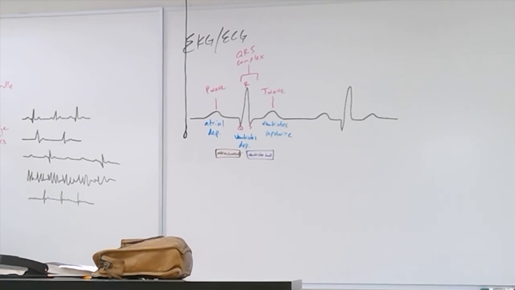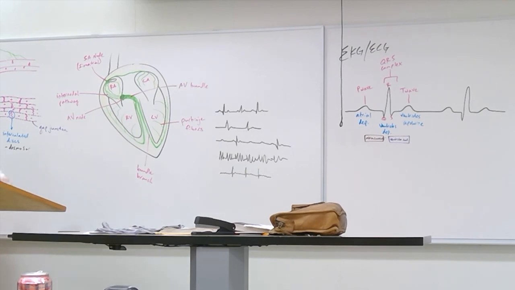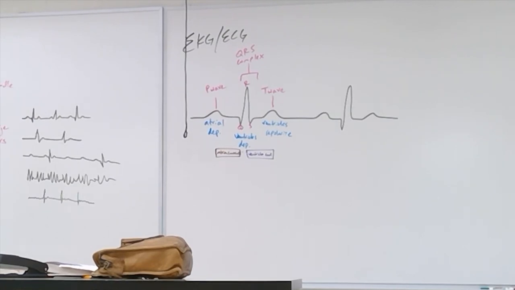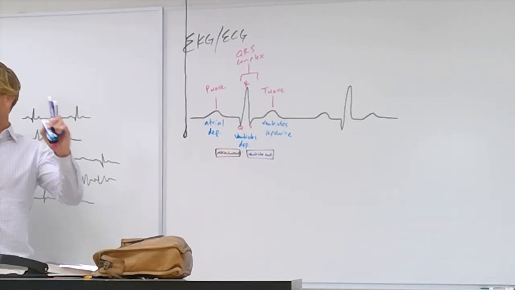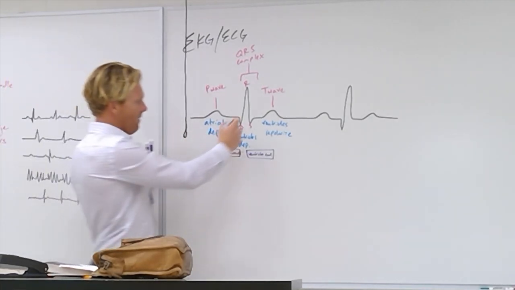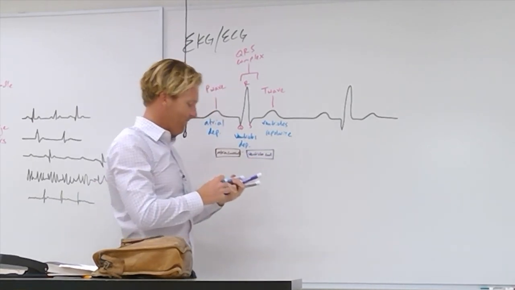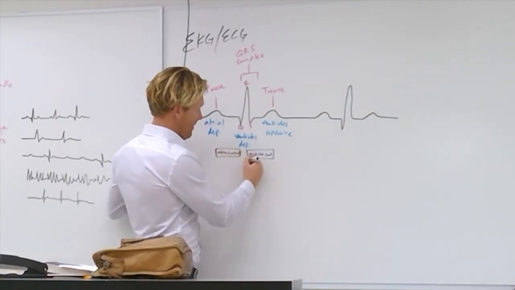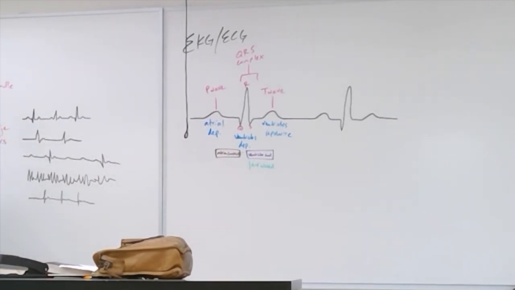When are the AV valves closed? What causes the AV valves, this valve and this valve, to close? When the ventricles contract, right? And they close right after the ventricles contract. As soon as they start contracting, those AV valves slam shut. So we can say, right here the ventricles contract, right about here, that's when those AV valves close. Right on there.